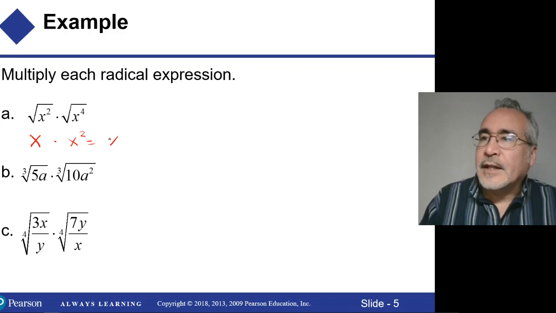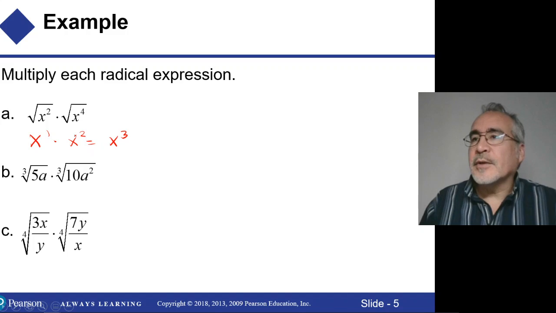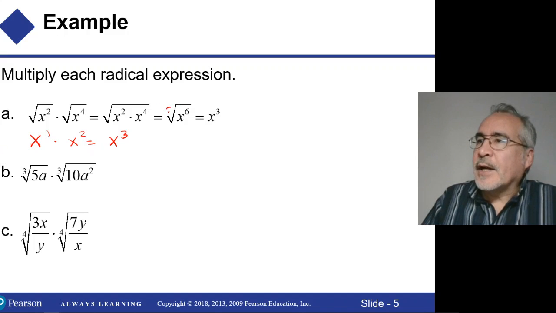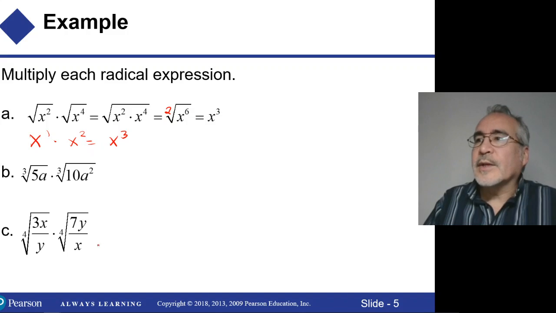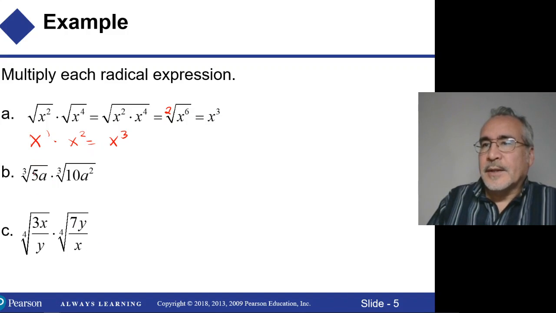So the final answer should be x to the 3rd, right? Because x to the 1 times, so we add the exponents. Now, what they're going to do is put them in the same house, multiply them, and when they multiply them, they add the exponents, and then they take half of 6. So what we're really doing is dividing by this index. This invisible index is 2. 6 divided by 2 is 3. Okay, so let's see how we can do that with this one.